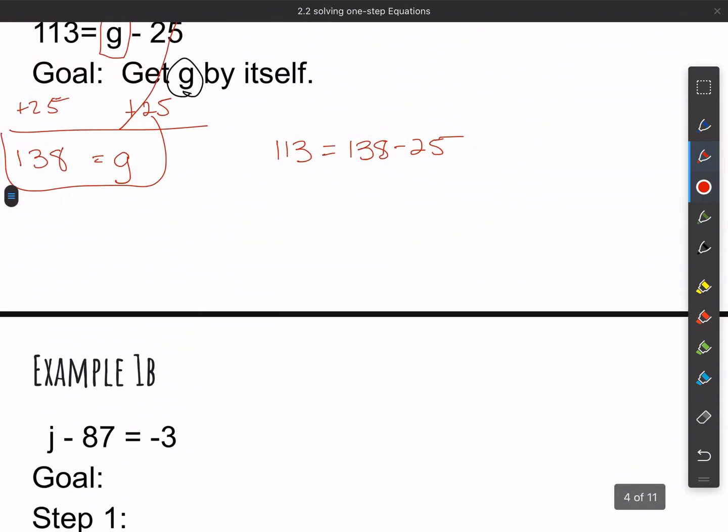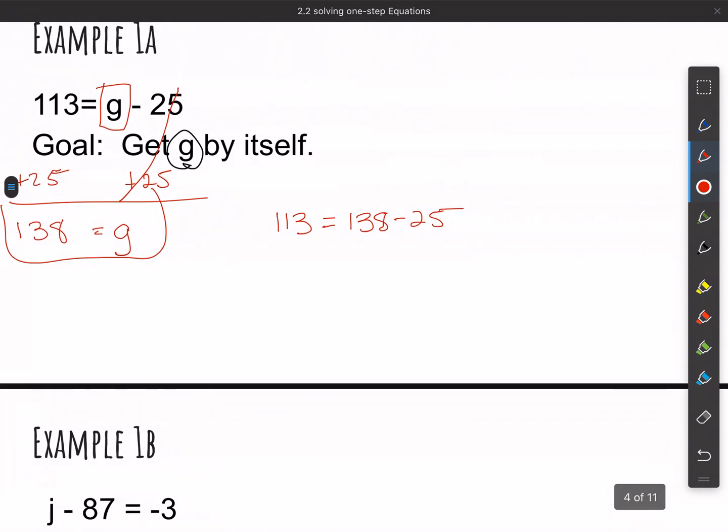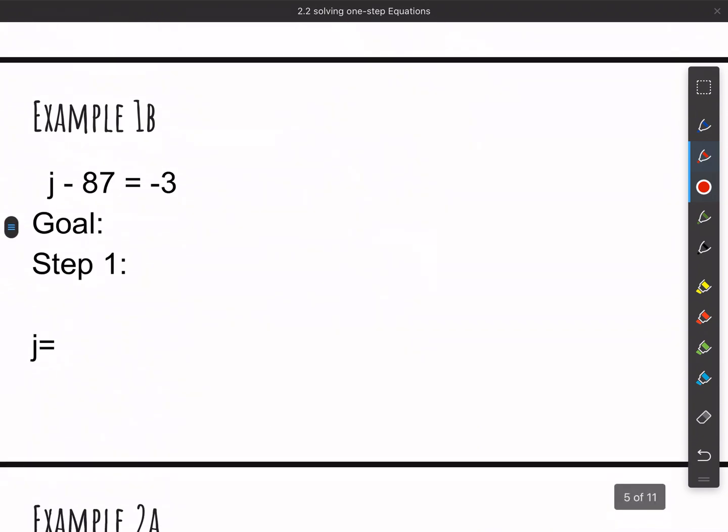If you guys need to see it, boom, there you go. Did it longhand. All right, anyway, example 1b, the goal here is to get j by itself.